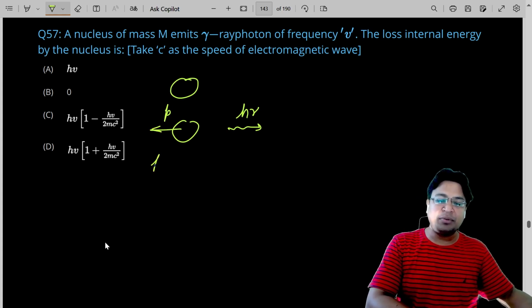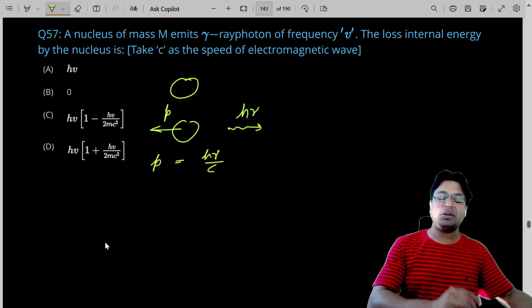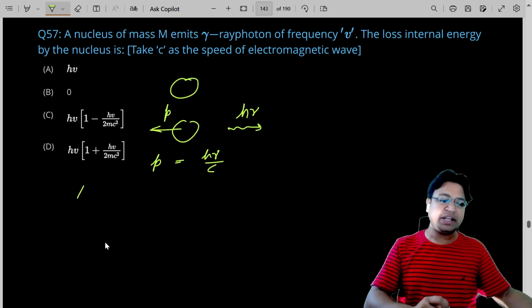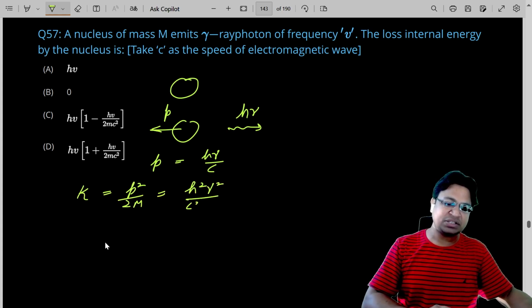So the momentum of the nucleus will be same as the momentum of the photon, which is written as h nu by c. So this is the momentum of the nucleus. So the kinetic energy of the nucleus would be p square by 2m. So it will become h square nu square by c square into 2m. So this is the kinetic energy.